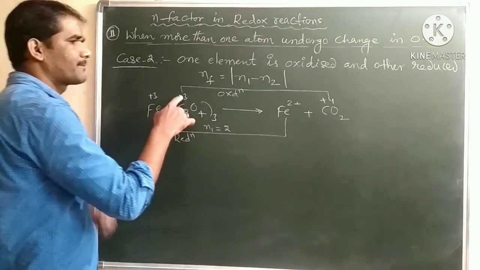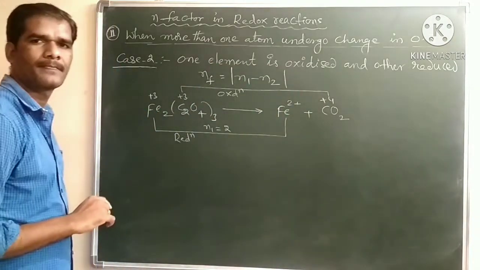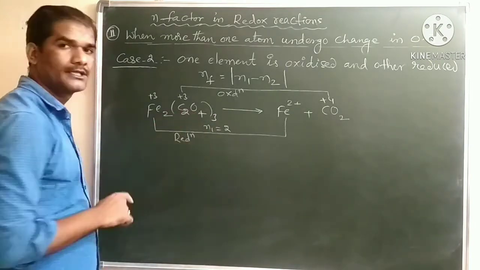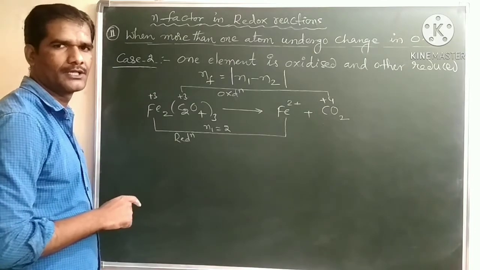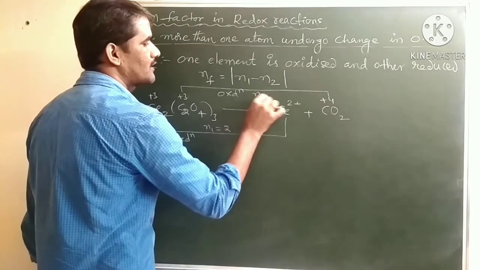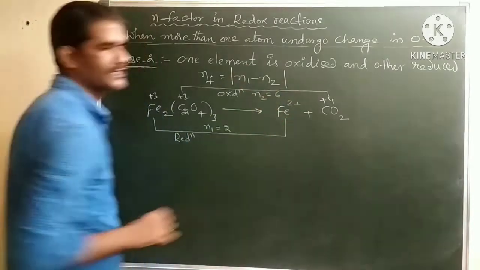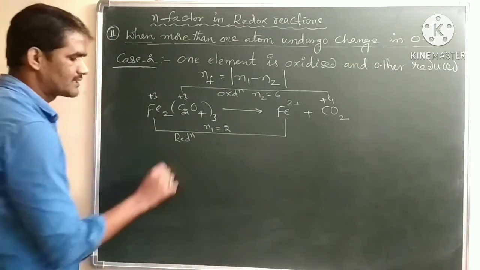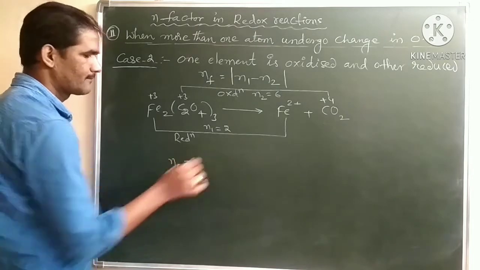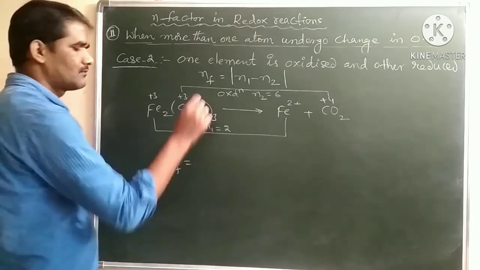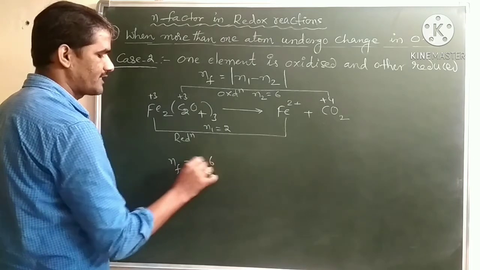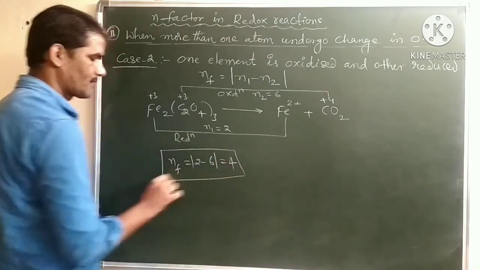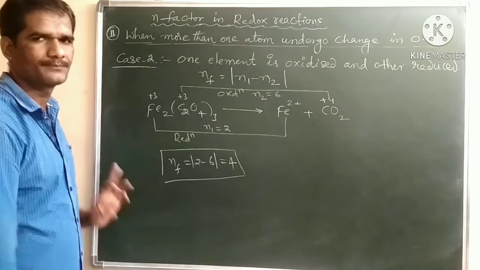In this case carbon +3 to +4 and the change is 1. But how many carbons are there here? 6 carbon atoms are there per molecule. So here n factor is equal to 6. Now what is the resultant n factor? N factor is equal to modulus 2 minus 6, so that will give 4. So n factor for this molecule is 4.